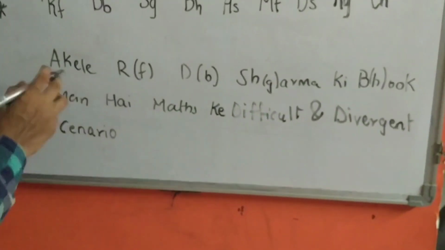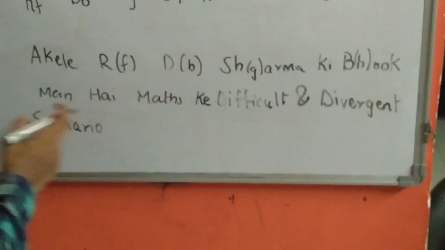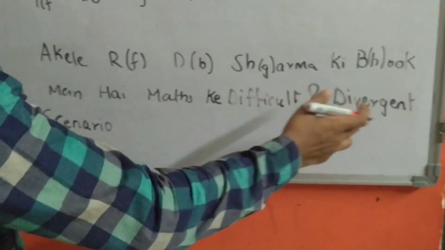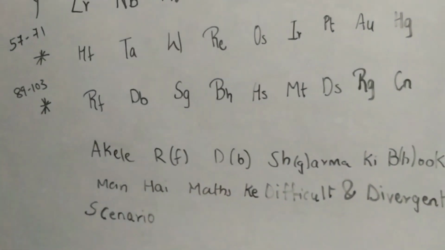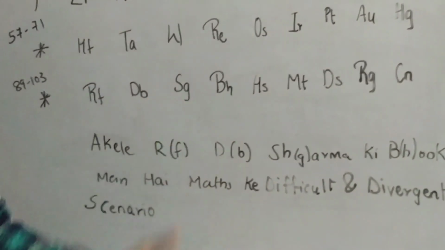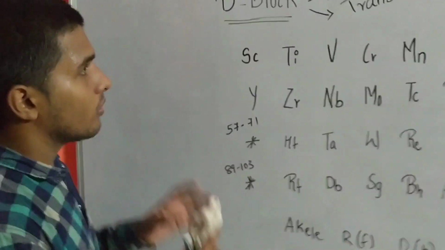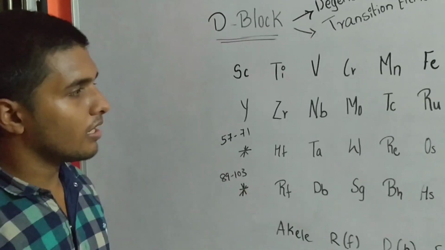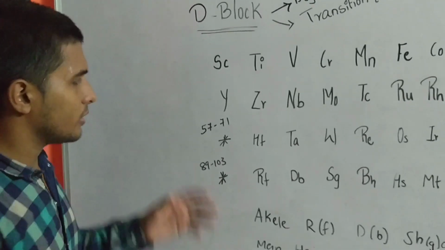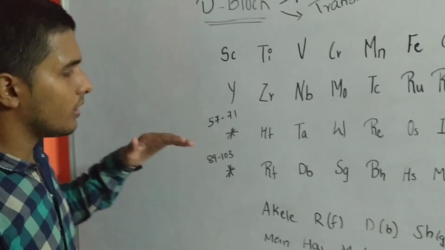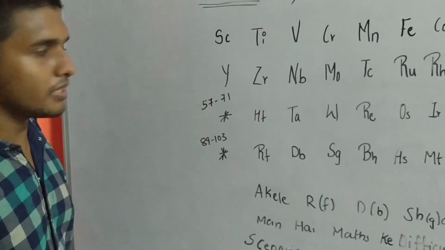a symbol. Akele RD Sharma ki book mein hai maths ke difficult and divergent scenario. So I have made certain brackets here for naming that particular symbol itself for more knowledge. So this much I have written here, and as you know, in this particular periodic table itself, the F block is separated from the upper block itself.